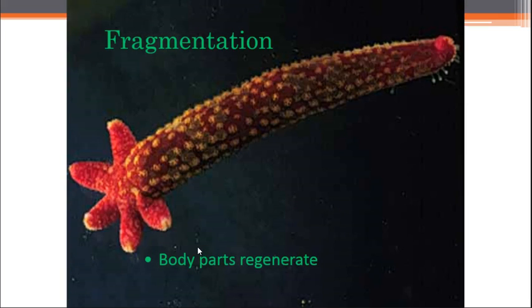And then there's fragmentation, which can be reproduction. Like if you cut an earthworm in the right place, you can get 2 earthworms. Starfish, you can cut those up and get more starfish. Although fragmentation mostly is about regenerating body parts, it can regenerate individuals.